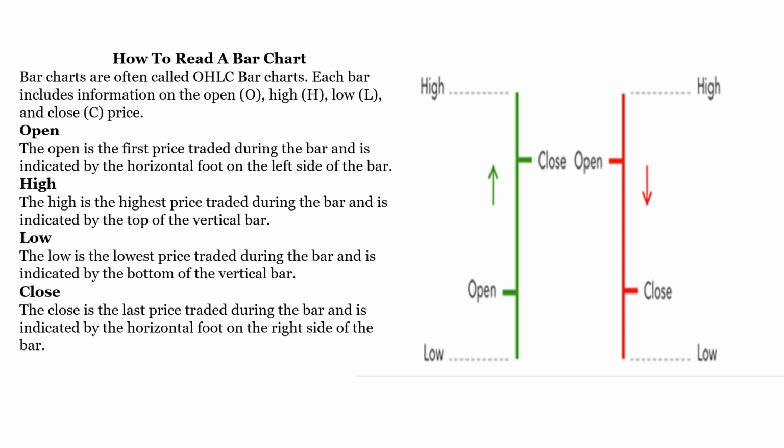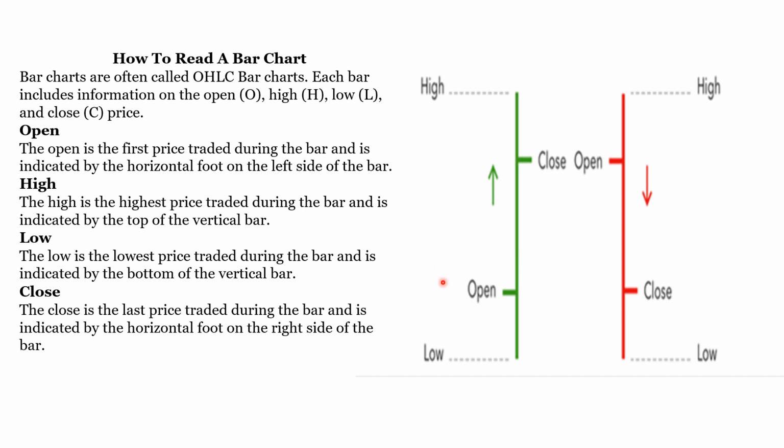Bar charts are often called OHLC bar charts. Each bar includes information on the open, high, low, and close price. Let's look at this example first. The open, which is to the left of the straight line, is the first price traded during the bar and is indicated by the horizontal foot on the left side of the bar, right here.